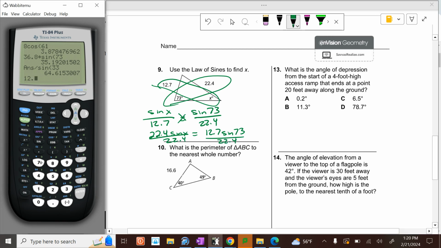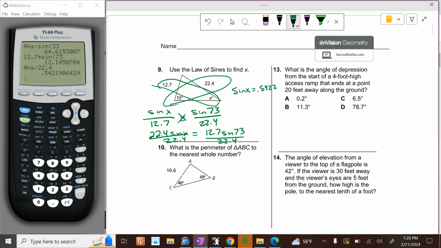So you take 12.7 times the sine of 73, press equals, divided by 22.4, press equals. We get the sine of x equals 0.5422, and so on. That's what the sine of x equals. When you're looking for an angle, what do you have to do? We move the sine to the other side, so it becomes the inverse sine of 0.5422. So second sine 0.5422.